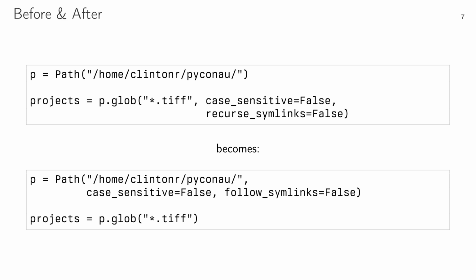The change that I'm suggesting here is there are flags that are passed to operations in pathlib, and the most common ones are to do with case sensitivity and following symlinks. And I'm suggesting that we move those flags from the operation, so from the verb, and we move those flags to the noun, so to the object.